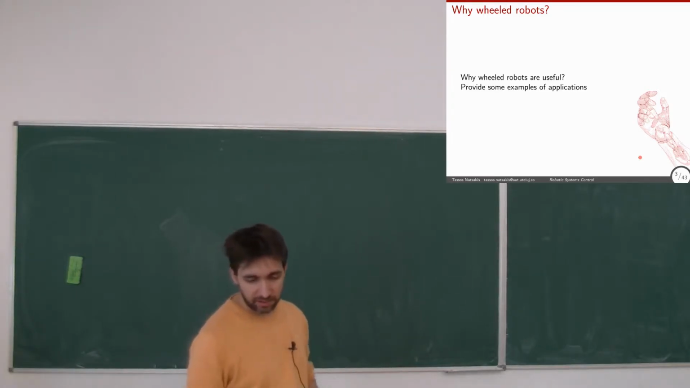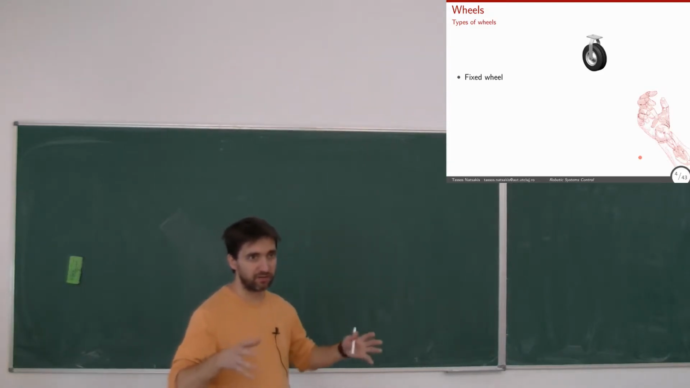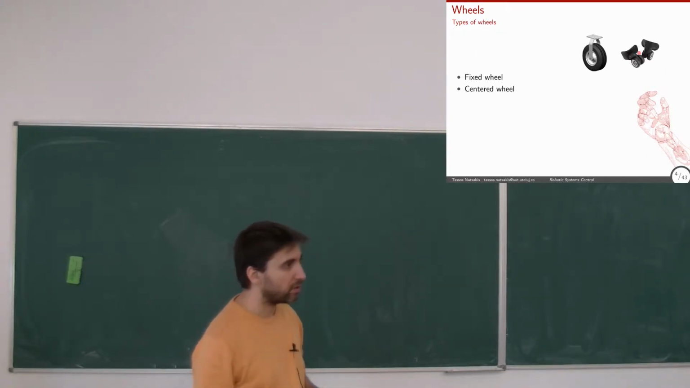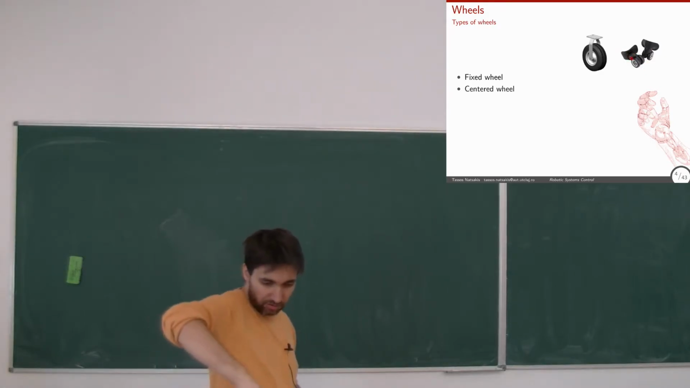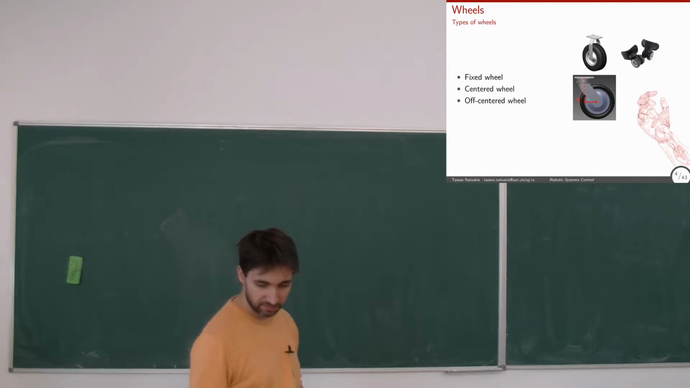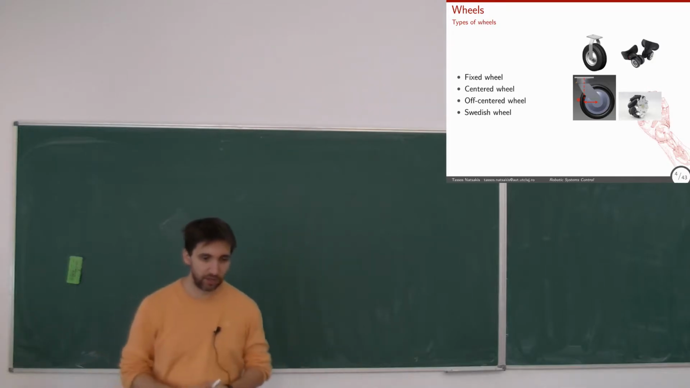What kind of wheels do we see? Very basic information. There are robots with fixed wheels, or at least some of the wheels are fixed, meaning that they cannot rotate. Or it's what we call centered wheels, where they rotate around the axis of rotation, the two axes of rotation of the wheels. So the one that pushes the robot forward and the one that rotates the wheel itself, they're intersecting, or they might not be intersecting. Okay, so this wheel rotates around this axis and around this axis.